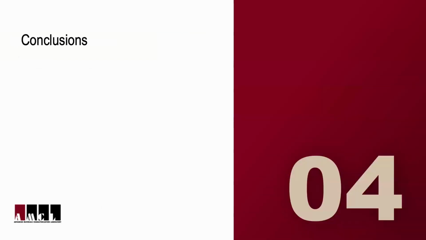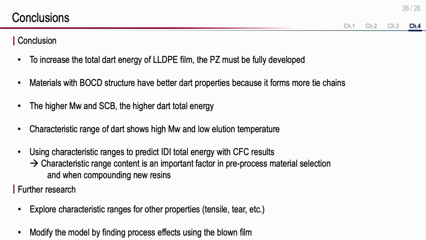And the conclusions. First, to increase the dart total energy of LDP film, the PZ must be fully developed. And materials with a BOCD structure have better dart properties because they form more tie chains. And the higher the molecular weight and short chain branch, the higher the dart total energy. And the characteristic range of dart shows high molecular weight and low elution temperature. And we can use the characteristic range to predict IDI total dart energy with CFC results.